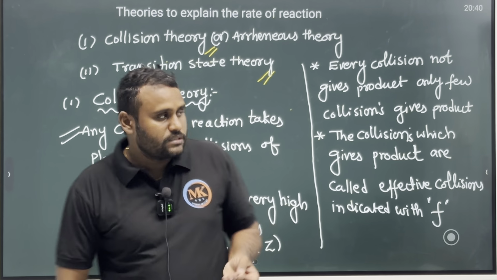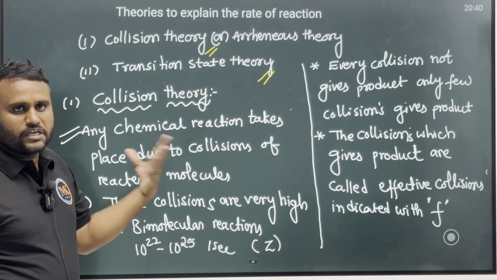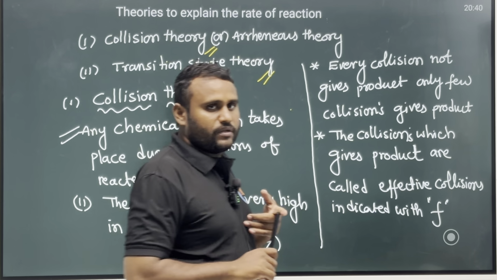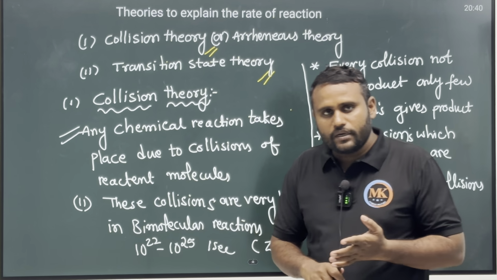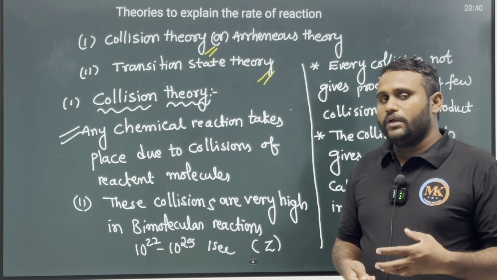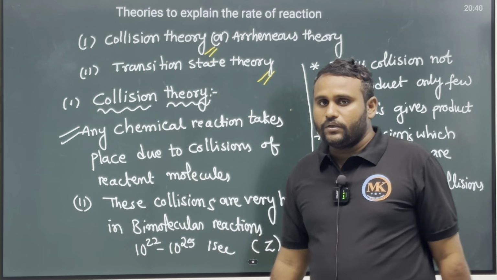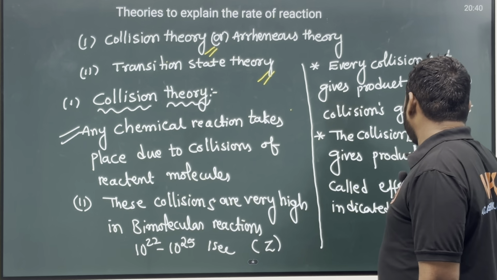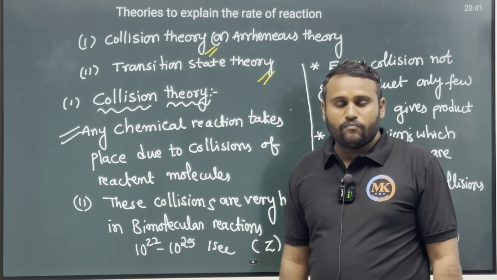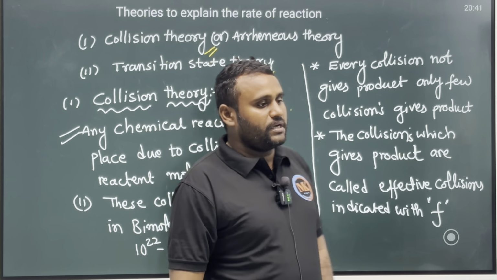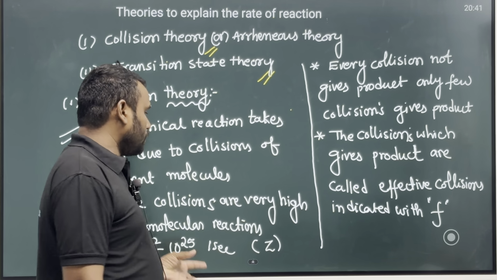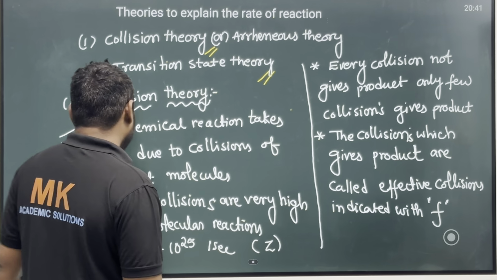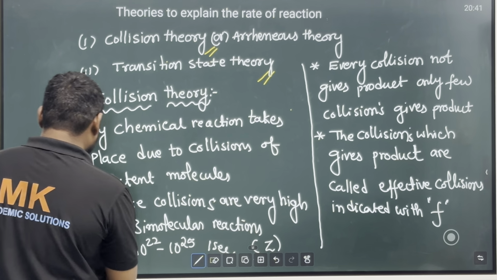We know that in collision theory, any chemical reaction takes place due to the collision of the reactant molecules. Every collision does not give product, only some collisions will give the product. They are known as effective collisions. The fraction of effective collisions is indicated with F. And the number of collisions per second is known as collision frequency, Z.